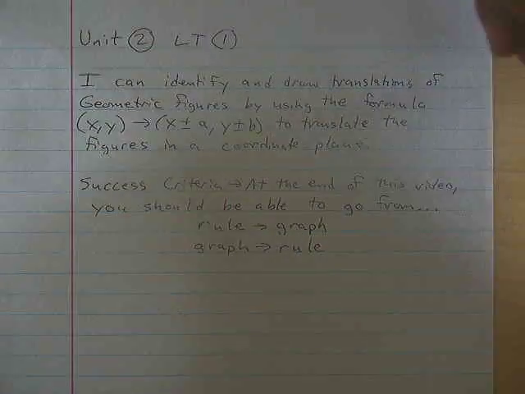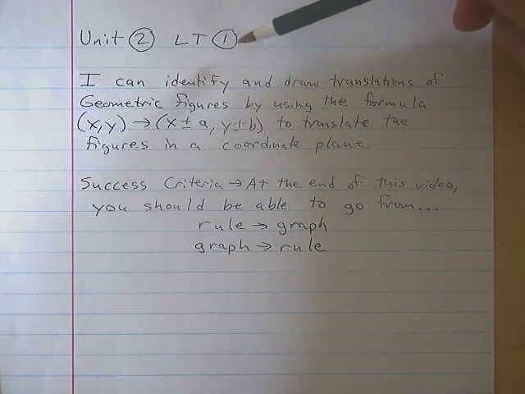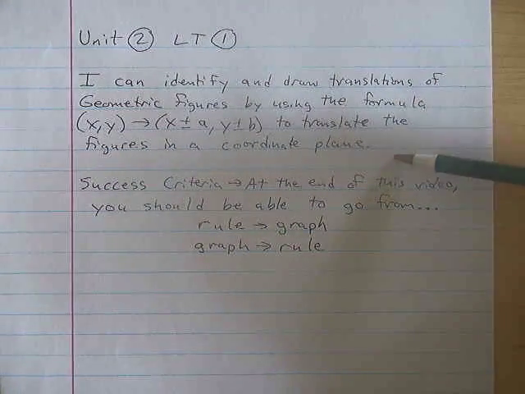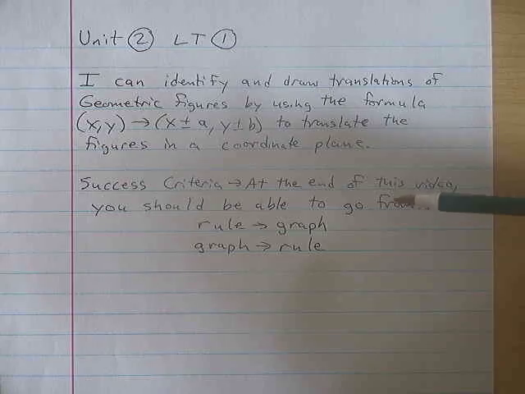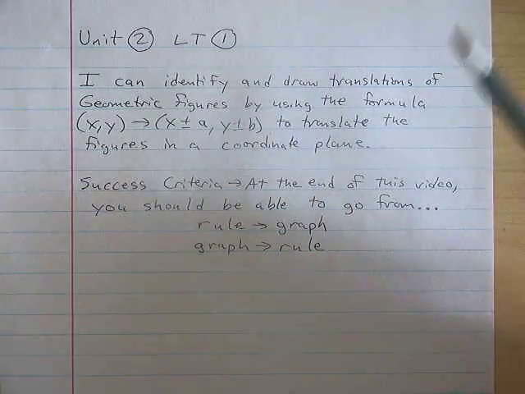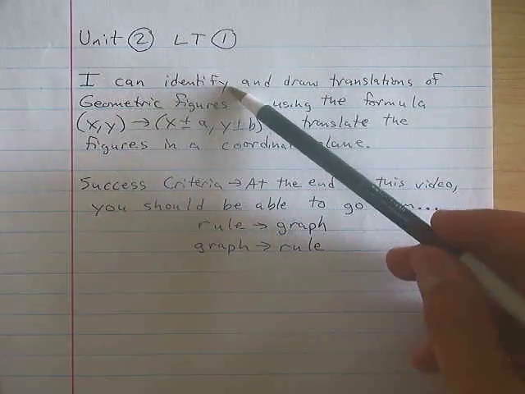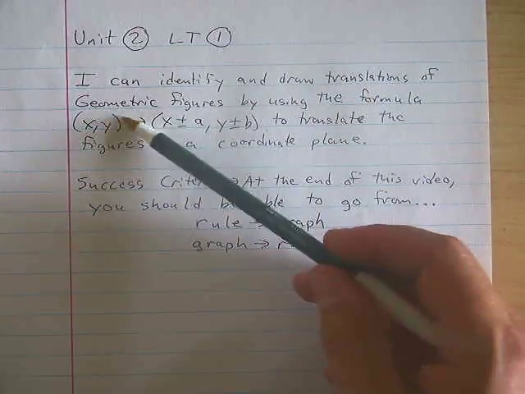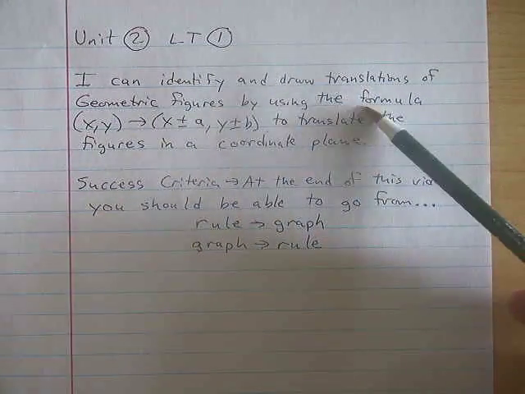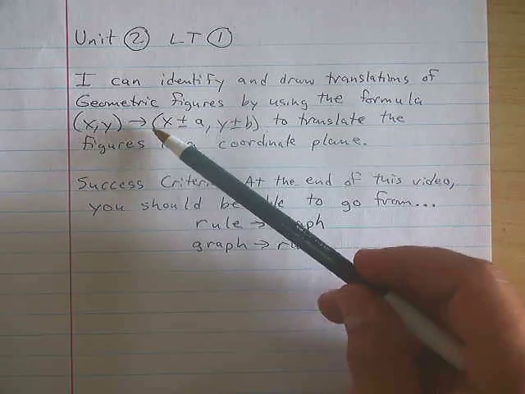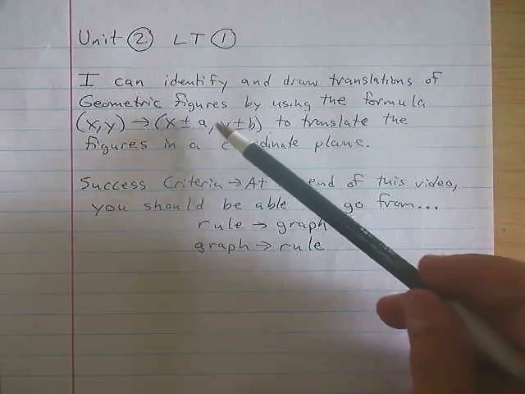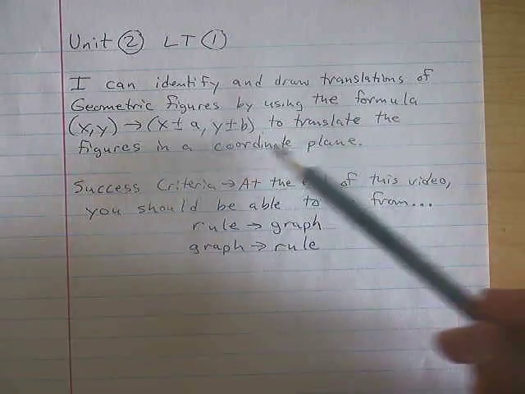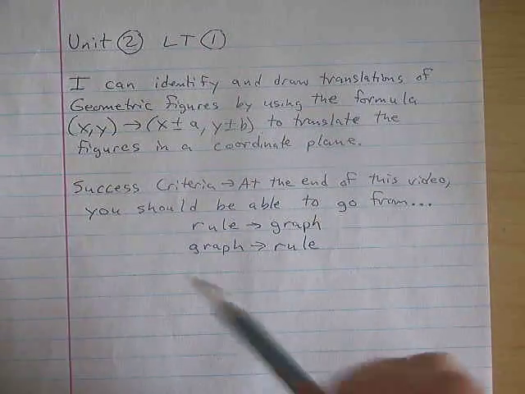So, we're going to start with Unit 2, Learning Target 1. I'd like you to write this down if you can. I've actually included the learning target and the success criteria, and I'm going to tell you about that. First of all, Learning Target 1: I can identify and draw translations of geometric figures by using the formula (x, y) goes to (x plus or minus a, y plus or minus b) to translate the figures in the coordinate plane. What does that mean?